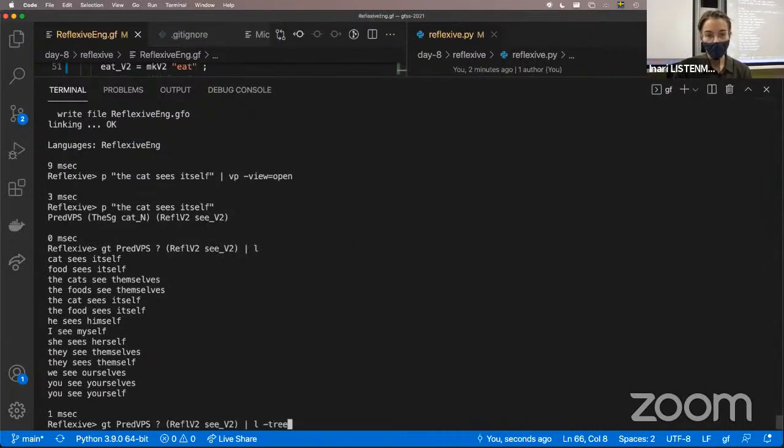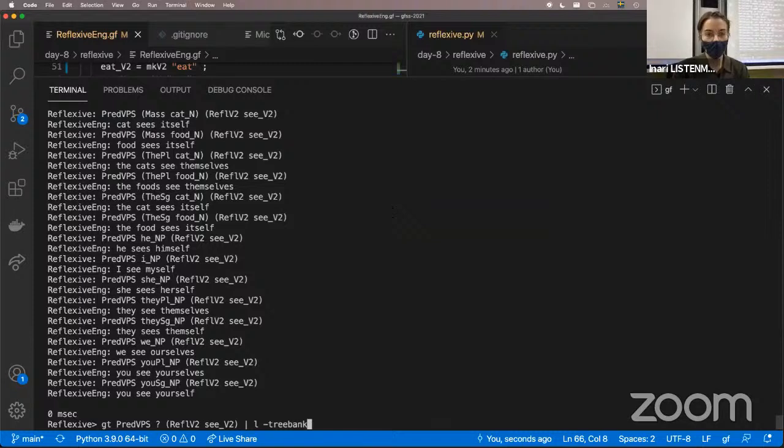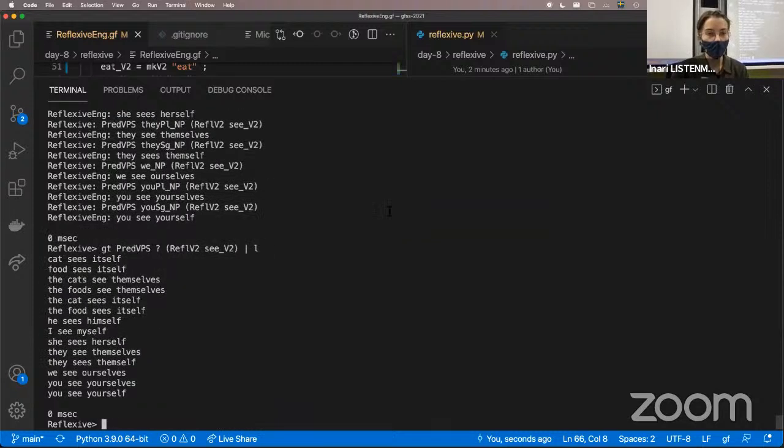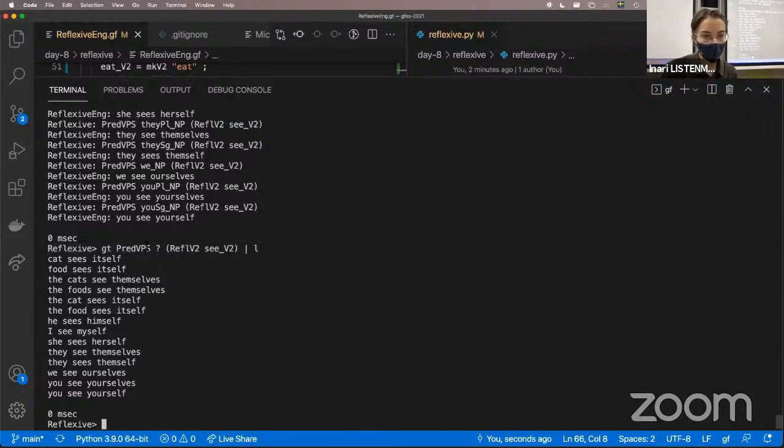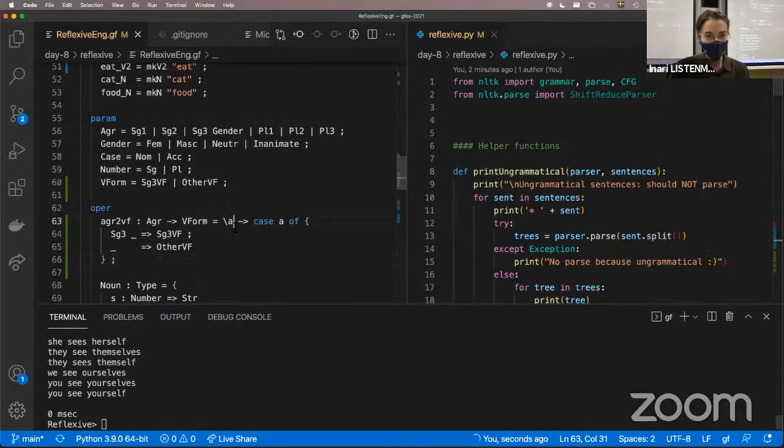Let's do L back. Actually, no, it's easier to read without. So cat sees itself, food sees itself, the cats see themselves, the cat sees itself. Do you see "themselves" on the last 4 lines? Oh yeah, that's true. That's because it's the singular. So let's add a special case.